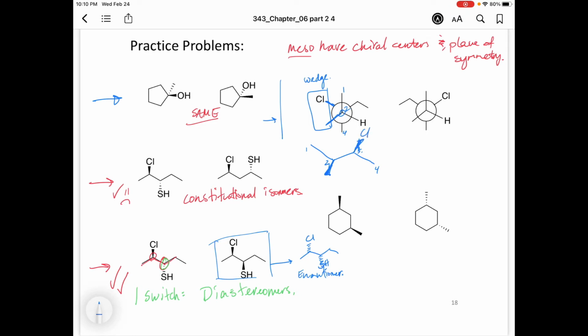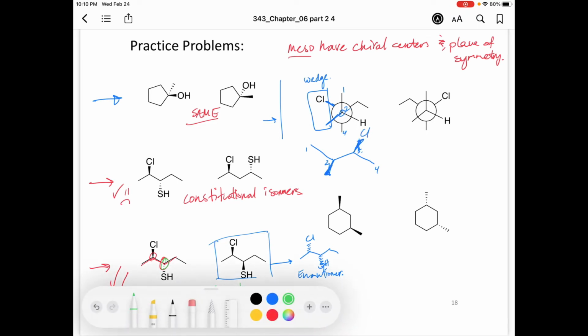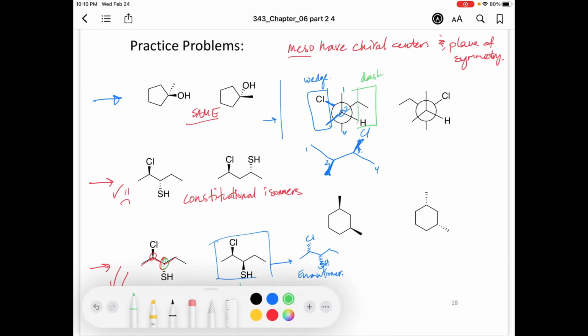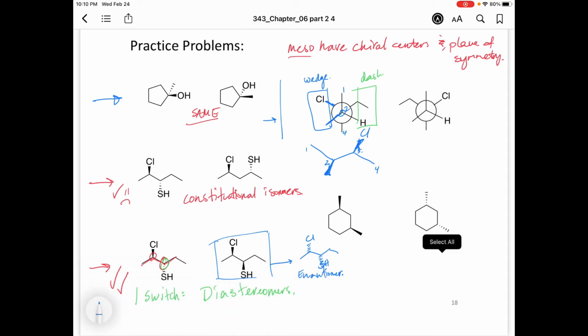Cool. Now we're going to go to the right side, and let me just put a box here. I'm going to say that this is dash. This has to be opposite of the left side. Again, you could build a model to help you see this.